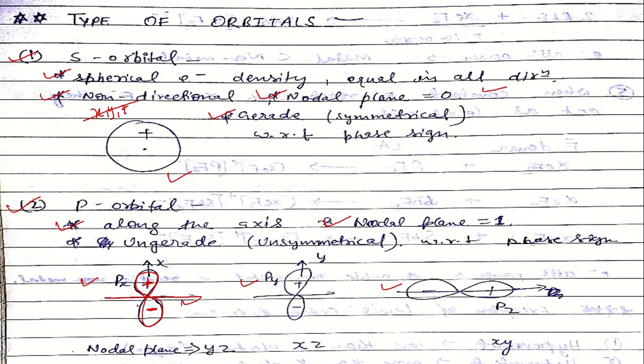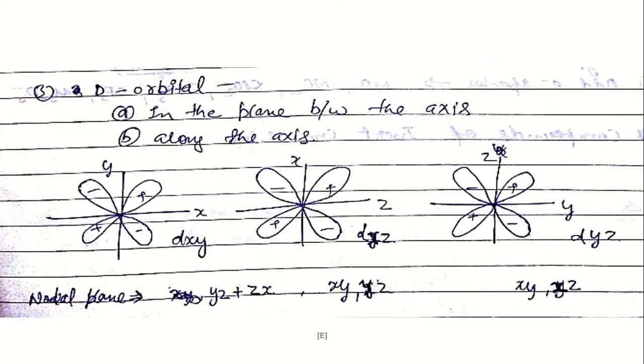Now it might be asked sometime what is the name of the nodal plane. So we can see that the nodal plane that is perpendicular to the x-axis will be yz. So in the px we have yz as the nodal plane. In the py we have xz as the nodal plane, and for the pz we have xy as the nodal plane. Finally, the d orbital.